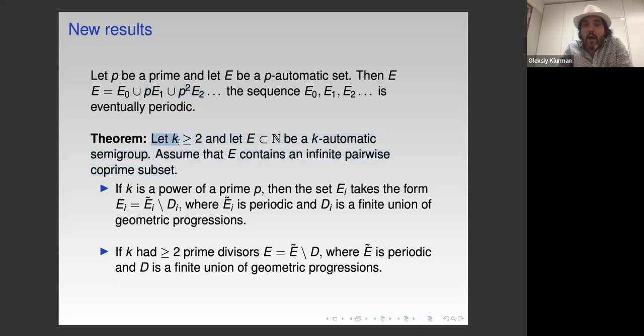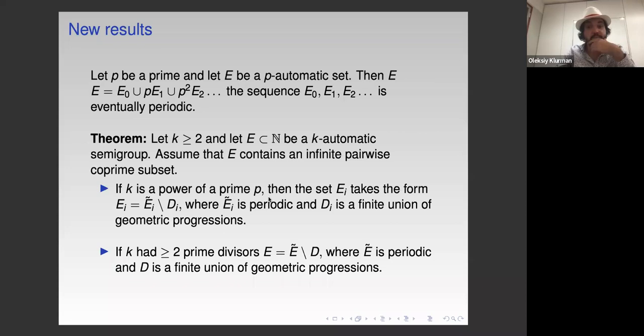Suppose E is a k-automatic semigroup, and let's suppose that we are not in the fourth part. So suppose that E contains an infinite pairwise co-prime subset. I mean, it's not a strong assumption. If it doesn't, then one can prove a characterization anyway, but it's a bit more complicated. Then the theorem says that essentially whatever can happen is only what I described before.